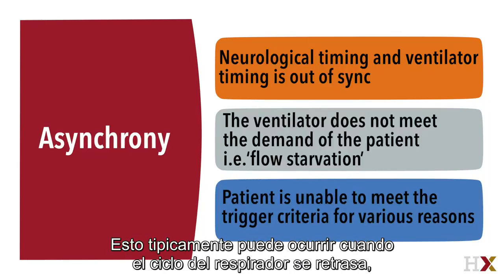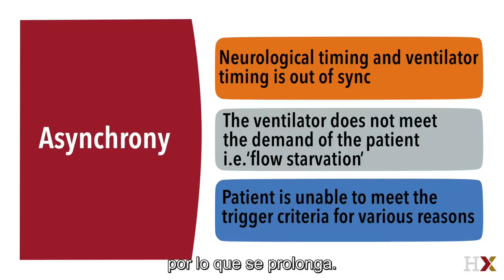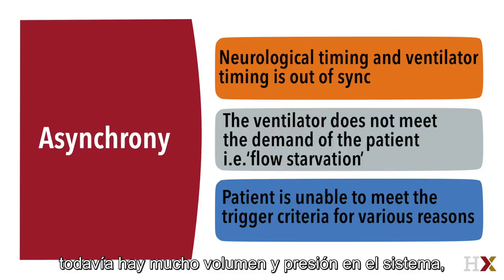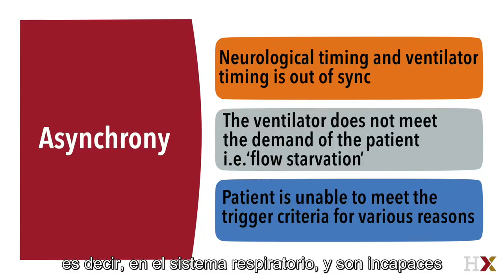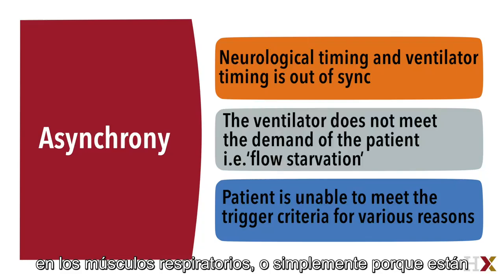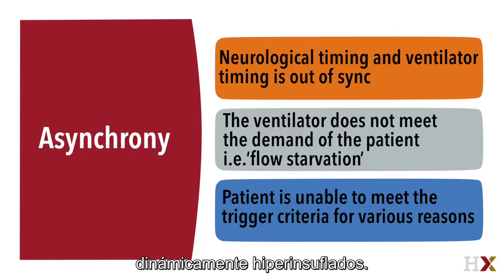This typically can happen when the cycling of the ventilator is delayed, so it is prolonged, and when the patient goes to take another breath, they still have a lot of volume and pressure in the system, meaning their respiratory system, and they are unable to trigger the ventilator, either due to extreme weakness of respiratory muscles or simply because they are just dynamically hyperinflated.